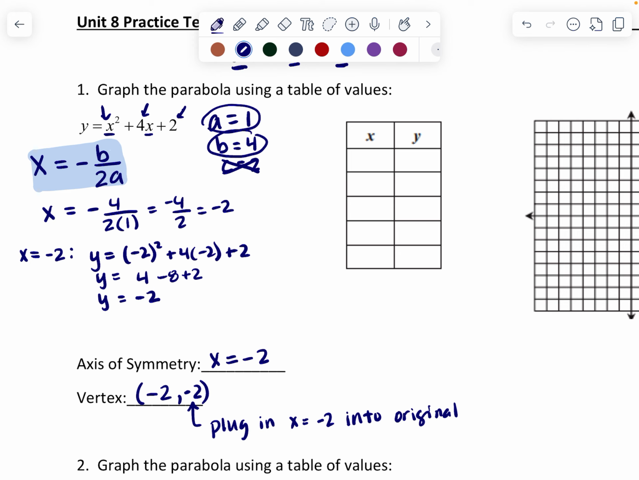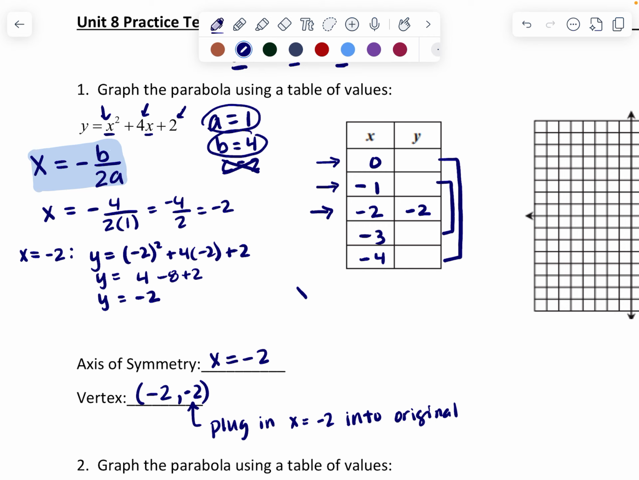Now, where do I put this vertex? I'm going to put it right smack in the middle here, negative 2, negative 2. And then for your x values, I'm going to pick 2 values above, so like negative 1 and 0, and then 2 values below, like negative 3 and negative 4, okay? And I'm going to use the fact that because of the symmetry of a parabola, these 2 values are going to be the same, and these 2 values are going to be the same as well. So let's plug in the easier values. I'm going to plug in x equals negative 1 and x equals 0 into my original.